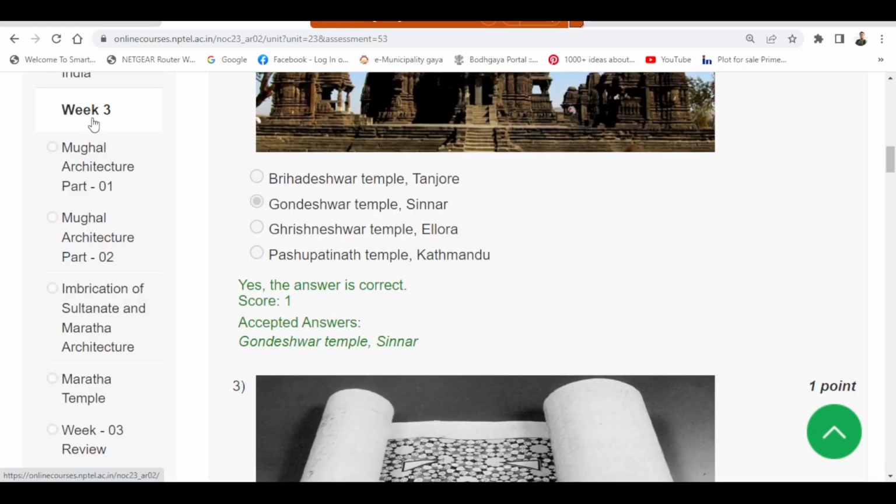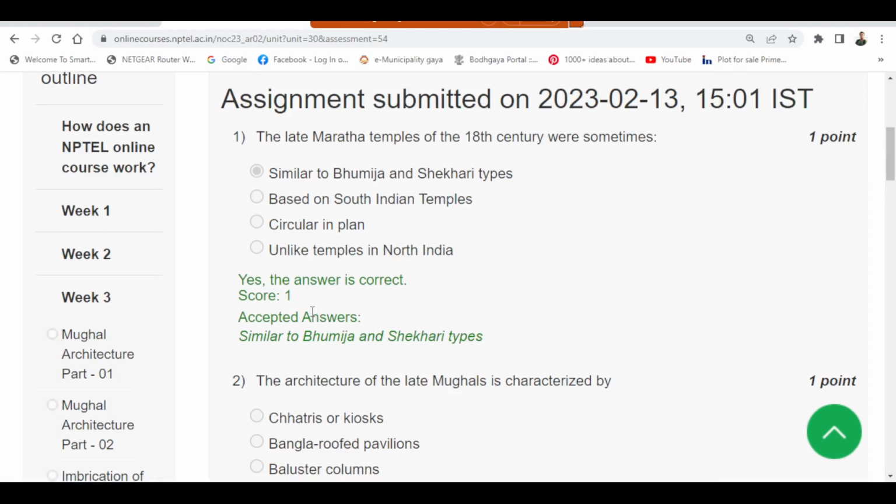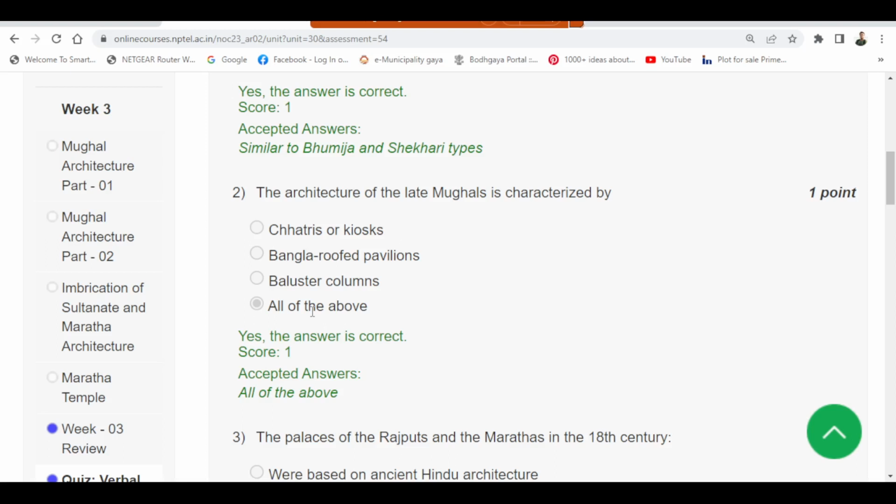Just coming to week 3, the verbal assignments. This is just a quick recap of the assignments and we will end in a few minutes. The late Maratha temples of the 18th century were sometimes similar to Bhumija and Shekhari types. The architecture of the late Mughals is characterized by chhatris or kiosks, bangla roof pavilions, baluster columns. So the answer is all of the above.